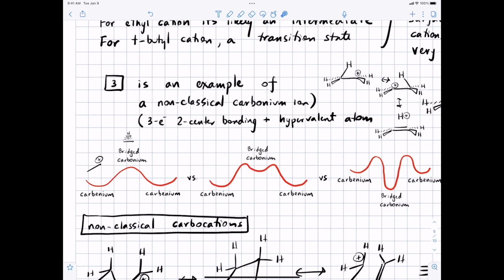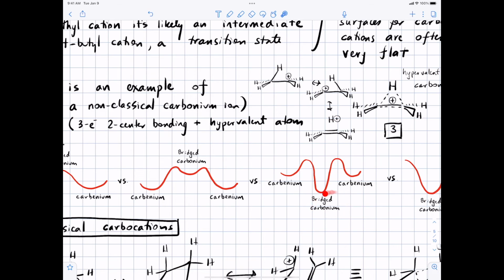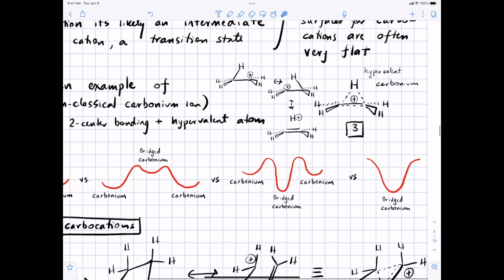So the argument is really about, is the carbonium thing a transition state? Is it a high energy intermediate? Or is it actually the lower energy shape? Is it the one that's preferred over the carbenium options? Or are the carbenium options themselves transition states and the real intermediate is the bridged carbonium ion?